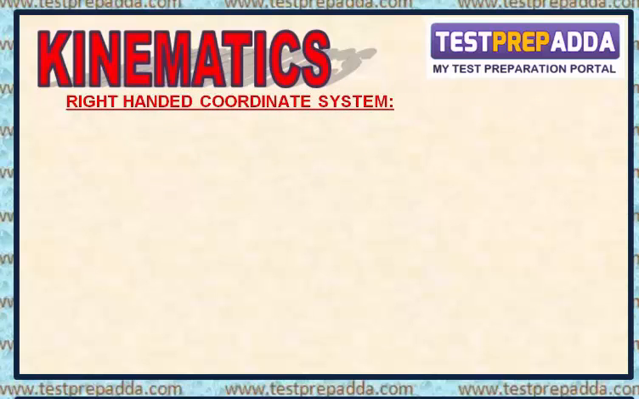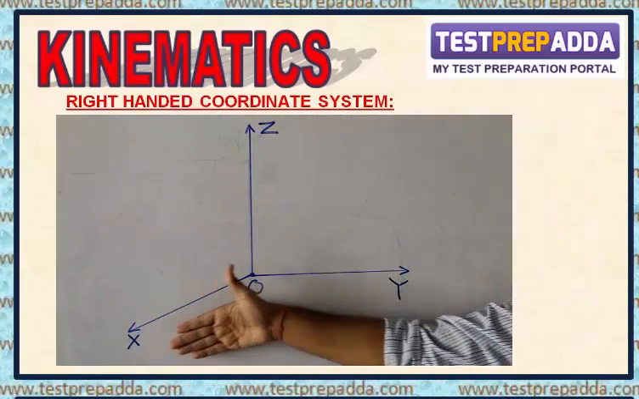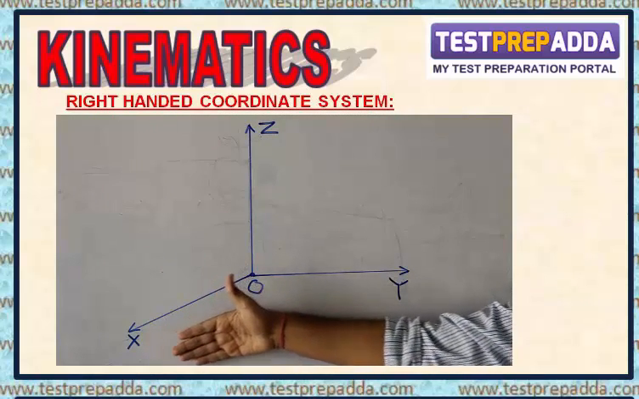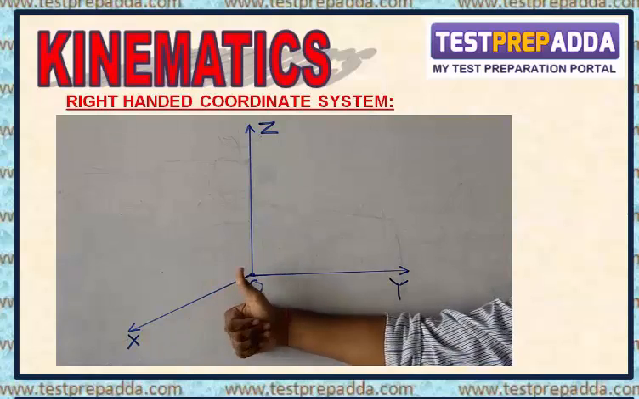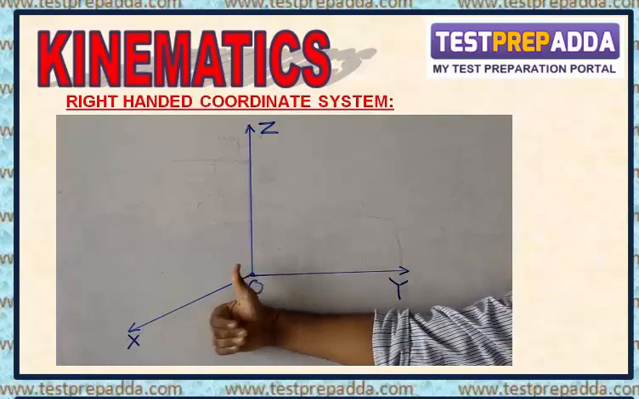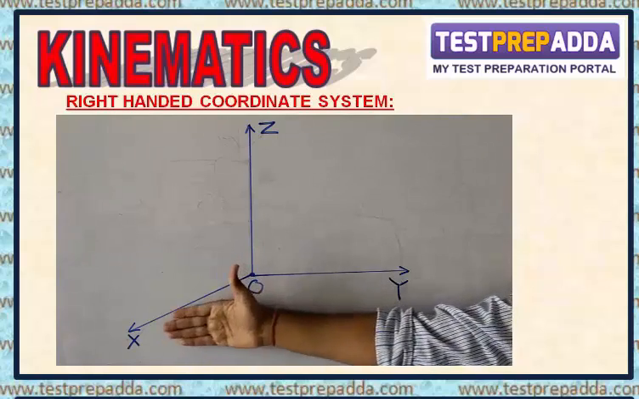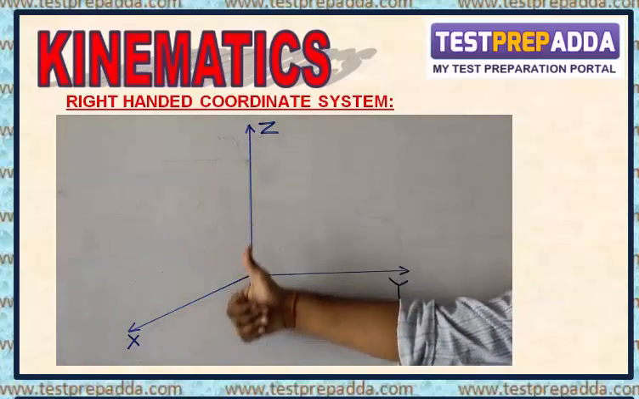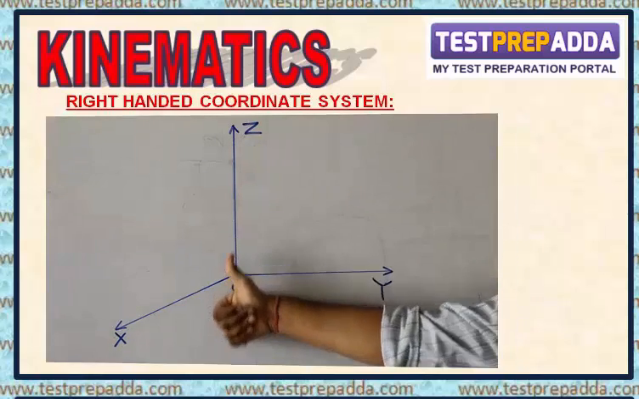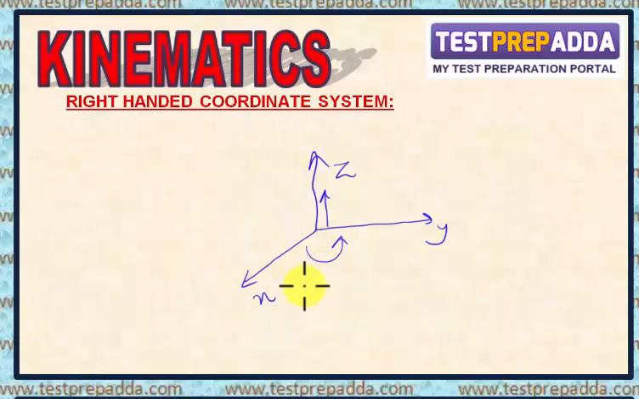In a right-handed coordinate system, we take x-axis this way, y-axis this way, and z-axis this way. If you put fingers of your right hand towards x-axis and rotate your fingers towards y-axis this way, your thumb should be in the direction of z plus z-axis, and that is right-handed coordinate system.